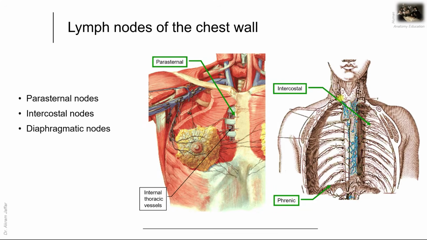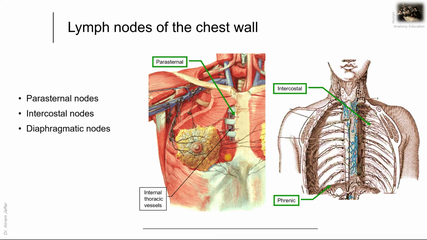These are in three main groups, either parasternal nodes that are located at the anterior end of the intercostal space along the internal thoracic artery, and they drain the medial side of the breast, which can also drain to the abdomen and to the contralateral breast.